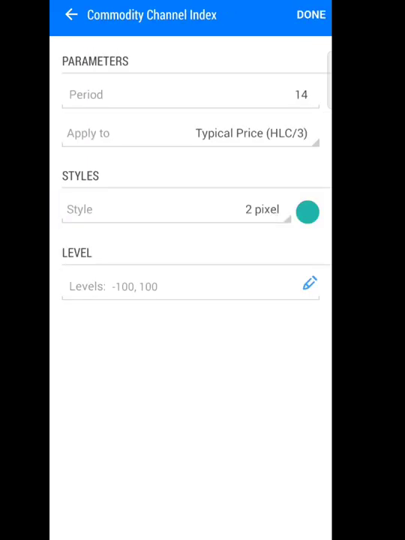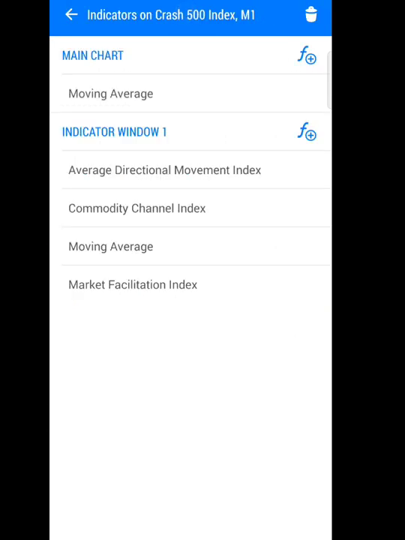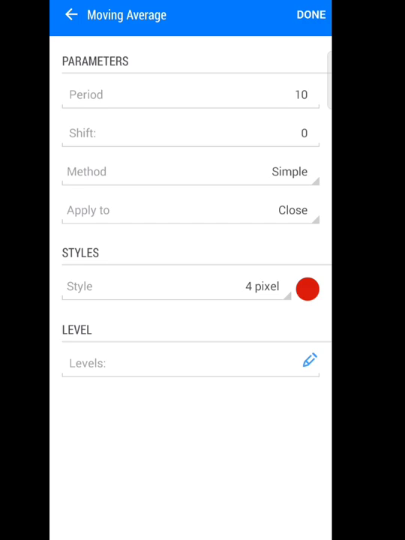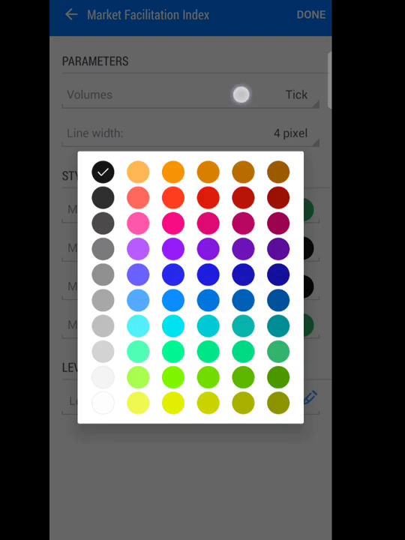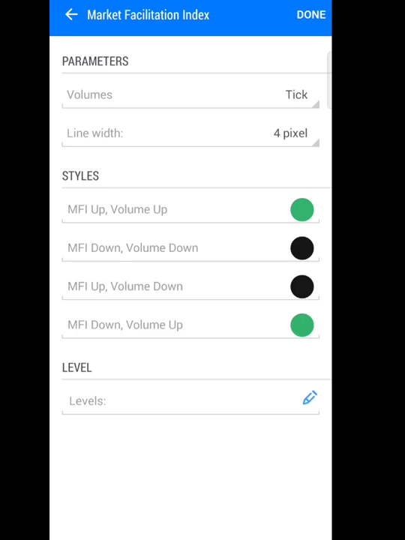So the commodity channel index, the period is 14, apply to typical price. The star 2 pixel, then use any color, click done. The next indicator, moving average, which is period 10, shift 0, method simple, apply to close. The star is 4 pixel, use color red. Then the last indicator, market facilitation index, which you use the volume tick, tick, not real. The line width 4 pixel, and the color MFI up, color up green, the next black, the next black, the next green. As you can see on my screen, just take a screenshot, guys.